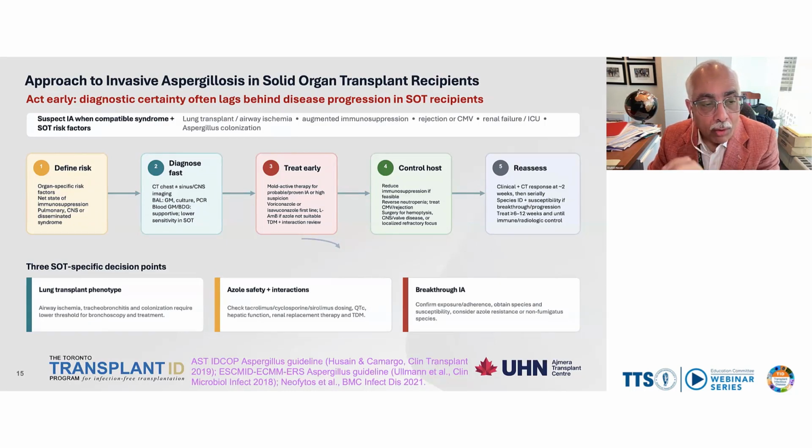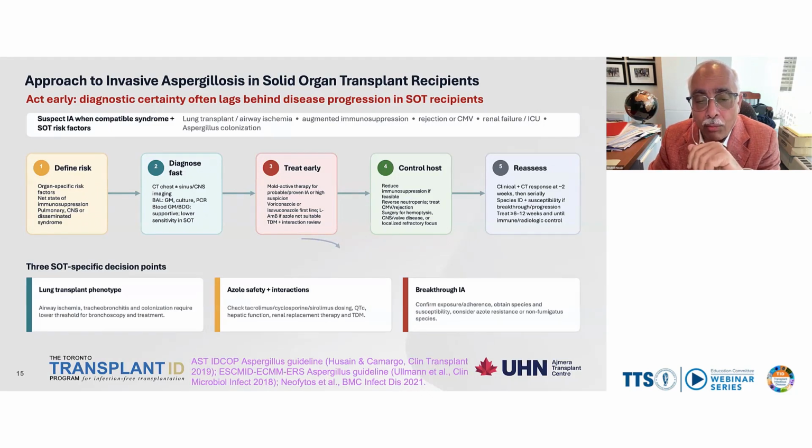Specific decision points that you have to be cognizant of are lung transplant phenotypes such as colonization and tracheobronchitis. Most of the centers use surveillance bronchoscopy, but you should have a low threshold for bronchoscopy and treatment. Azoles are the drug of choice, but these patients are on calcineurin inhibitors, so you have to be careful about the interactions. The other thing that we see is QTc prolongation.